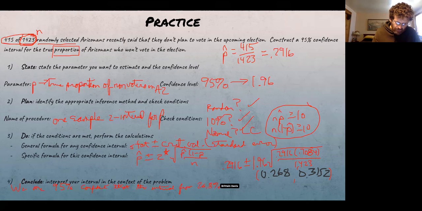26.8% to 31.52% captures the true proportion of non-voters in Arizona.